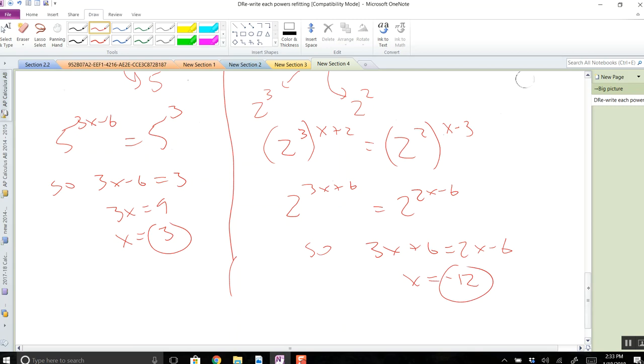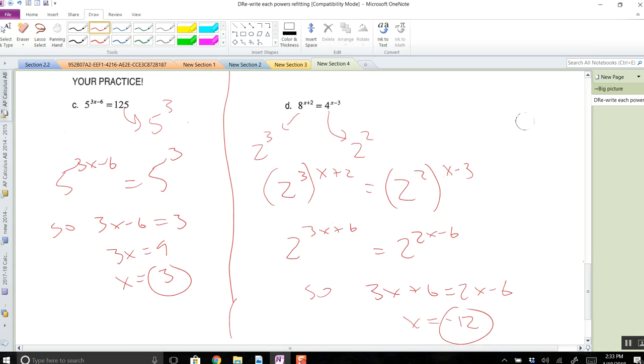All right, here's what I got. Okay, so you should get 3 and -12. So I just used method 1 in both cases, for both equations. It's just easier to do it that way. Any questions? No? Okay.